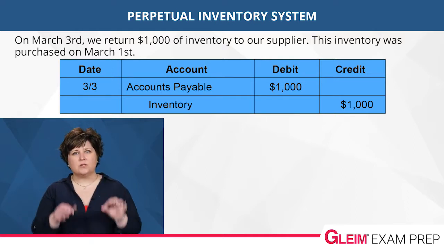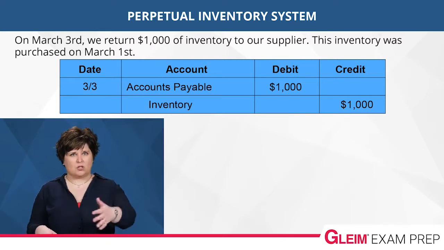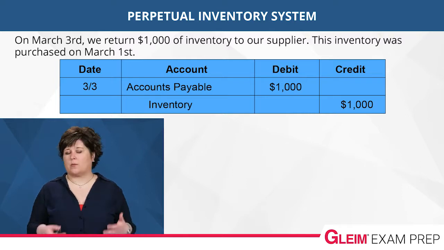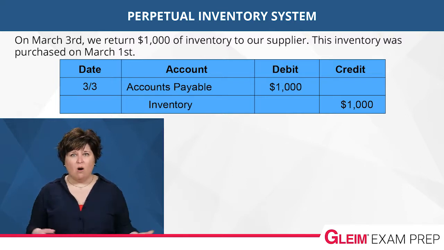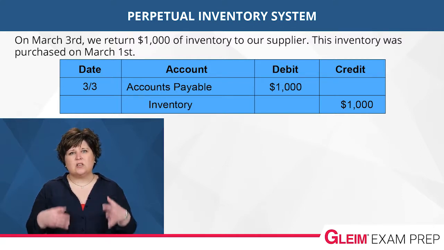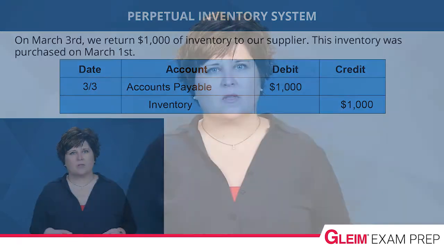Now, this was the inventory that we purchased on March 1st. Now we're returning it. Have we paid for this inventory yet? Nope. Are we going to have to pay for this $1,000 of inventory that we're returning? No. So to record the decrease in our liability to the supplier, we need to decrease the liability account accounts payable. To decrease accounts payable, we debit accounts payable.